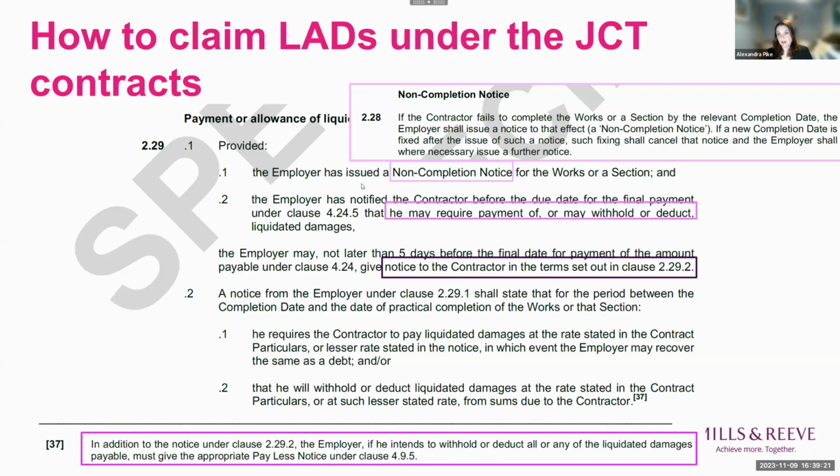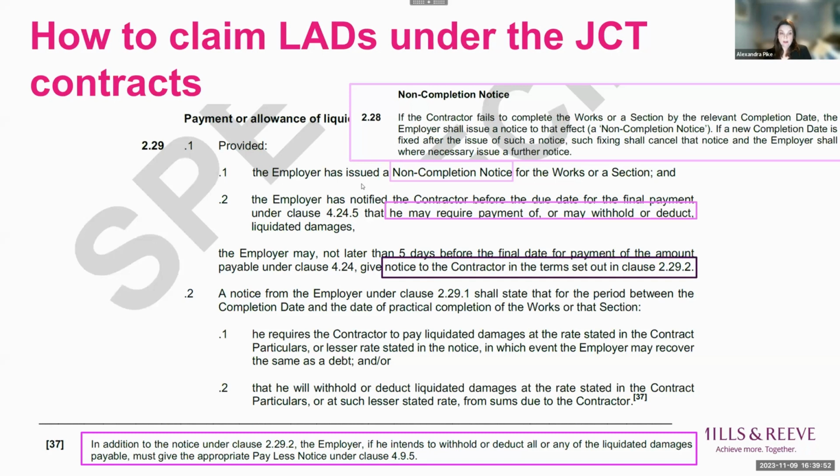Key things to note are that if the completion date should get changed after the non-completion notice has been issued, then the notice is effectively void, and you have to reissue a further notice if the new completion date is not met. So even if the new completion date's already passed, it doesn't matter, you should issue a new non-completion notice. On the second one, it does fairly much do what it says on the tin.